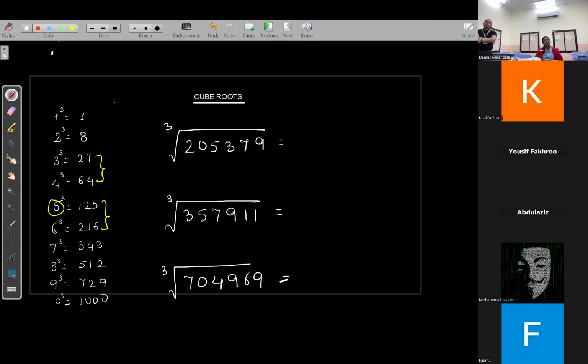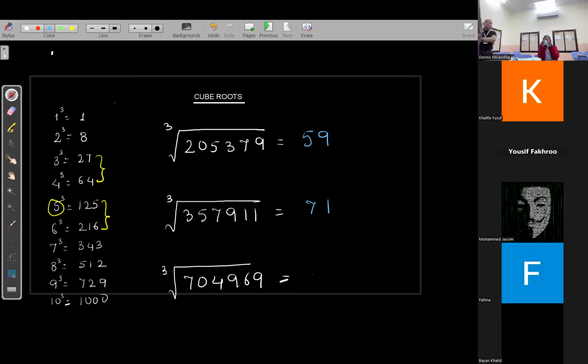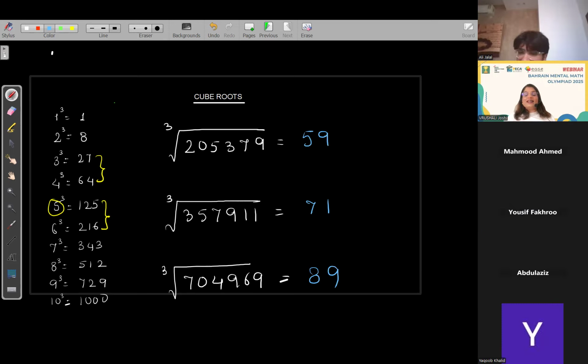I'm so impressed. So what's the answer for the first question? 59. Okay. Second is 71. And third is 89. Wasn't this really fast? Did you need a calculator for this, guys? No. And honestly tell me, in the school, would you pick up a calculator to do this?